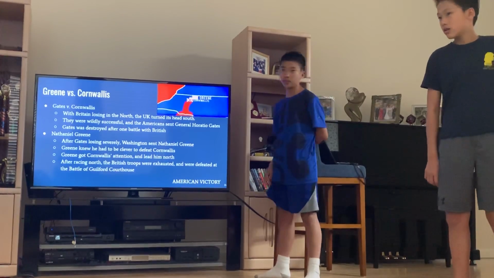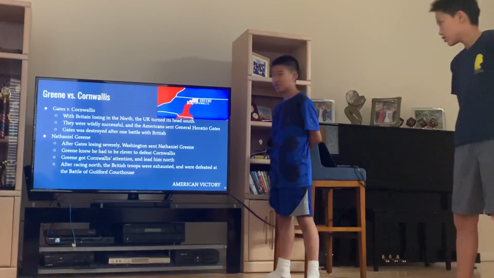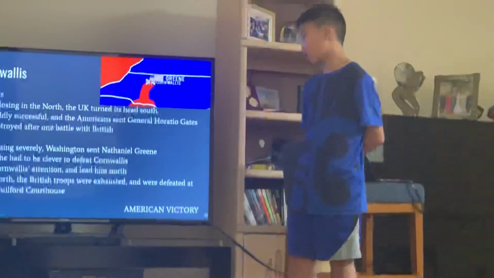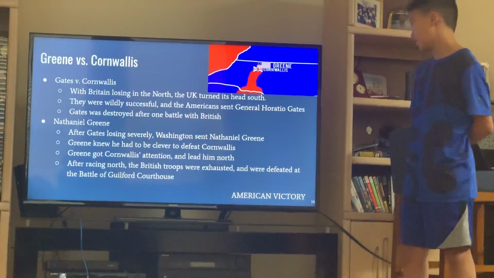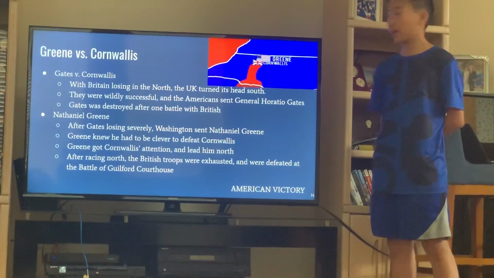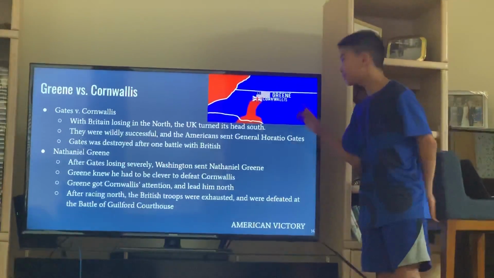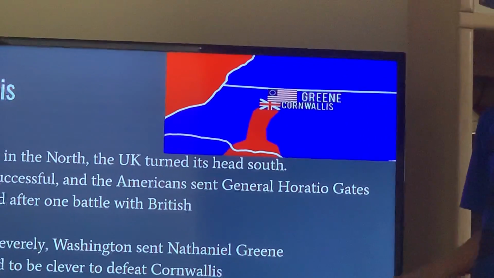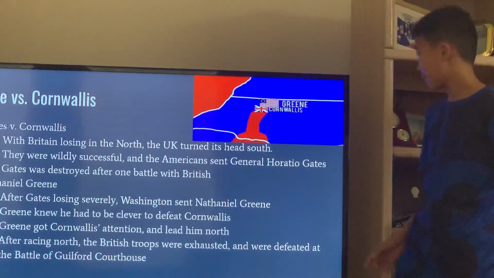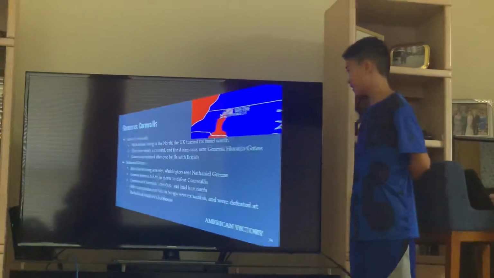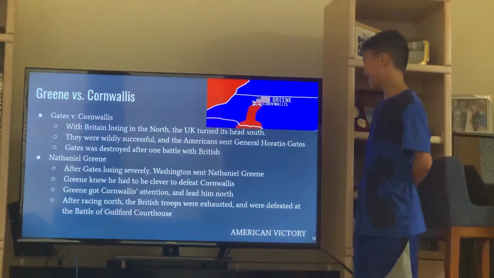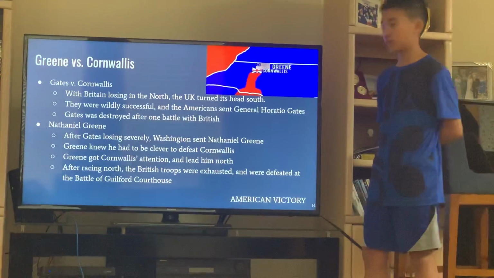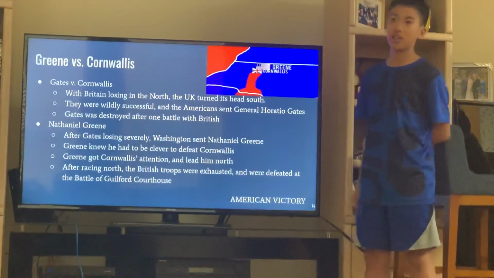Greene knew how to be clever to defeat Cornwallis, so Greene got Cornwallis' attention and led him north. After racing north, the British troops were exhausted and were defeated at the Battle of Guilford Courthouse. It was an American victory. As you can see here, Greene stretched Cornwallis' supply line really far, and Greene went across a river and picked up some more reinforcements, came back, went to the courthouse, and defeated the British.